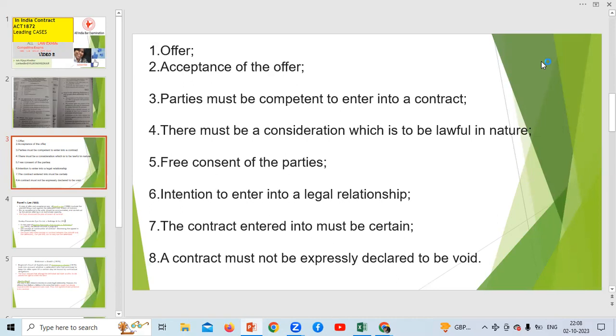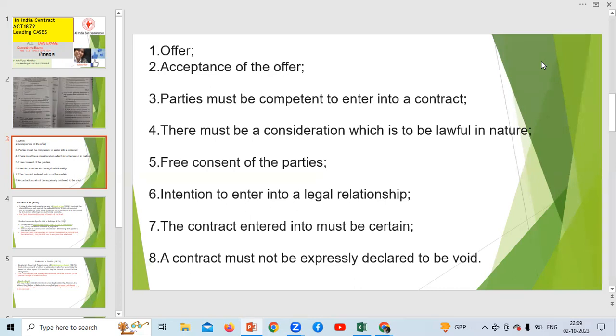Fourth, there must be a consideration, which must be lawful in nature. So consideration is a must and it should also be lawful in nature. Unlawful consideration is invalid and the contract will be invalid. Fifth, free consent of the parties. So parties should be willing, and consent of the parties is a must.